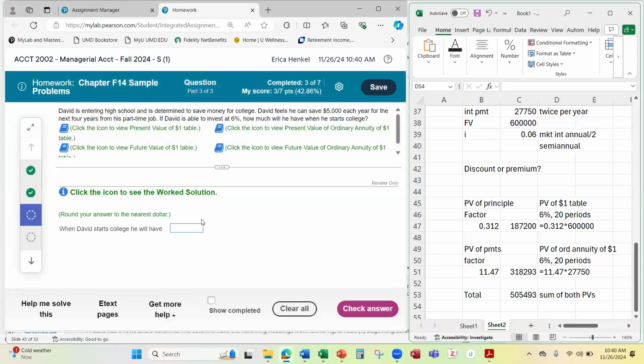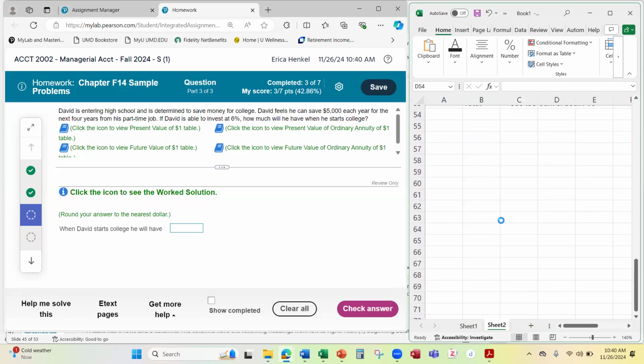Okay. Next question. All right, we've got a saving for college example. Also, you could say you're saving up to buy a car, or you're saving for retirement, or you're saving to pay for a vacation or something along those lines, right? All of these are kind of similar. And they're saying we're going to save money for college. We can save $5,000 each year for the next 4 years from a part-time job. If we're able to invest at 6%, how much will we need?